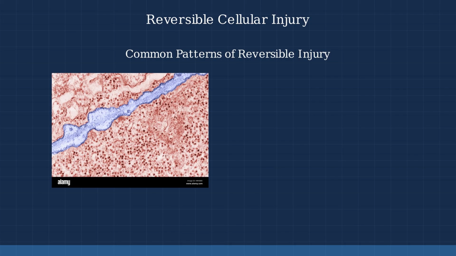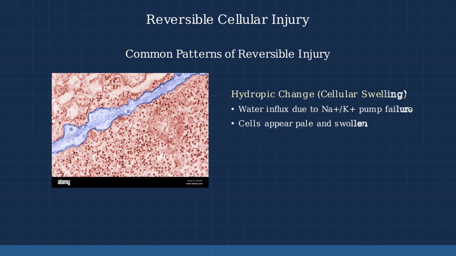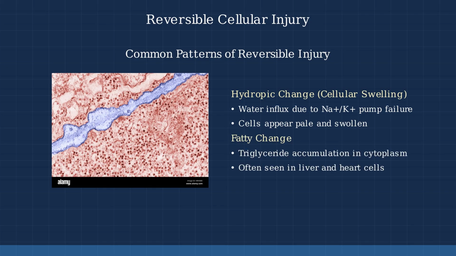Reversible cellular injury manifests in several common patterns that can be observed microscopically. The most common patterns include hydropic change, characterized by cellular swelling due to sodium-potassium pump failure, causing water influx and giving cells a pale, swollen appearance. Another pattern is fatty change, where triglycerides accumulate in the cytoplasm, particularly in liver and heart cells that process large amounts of fat.